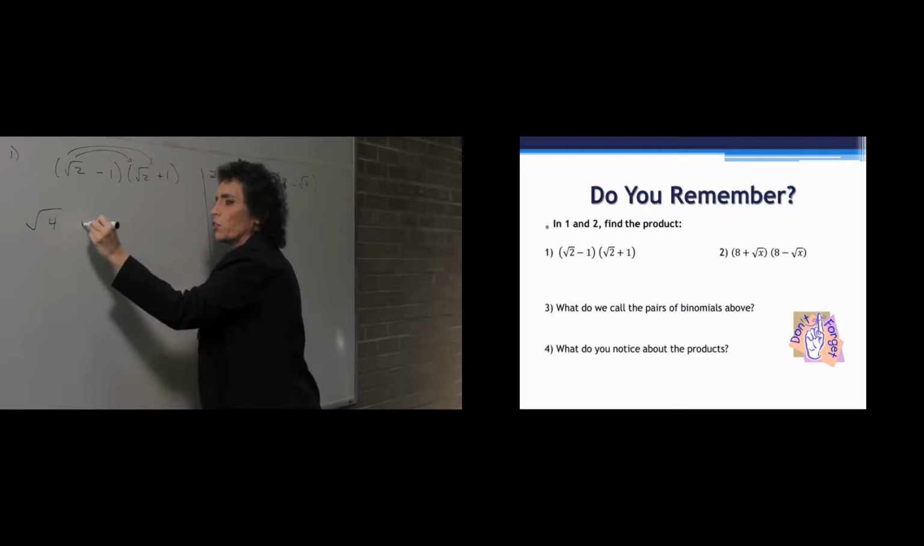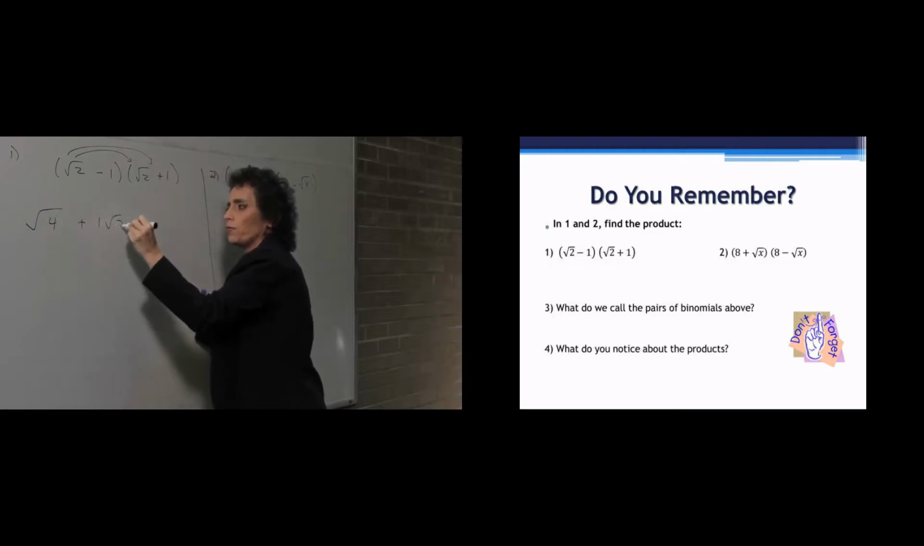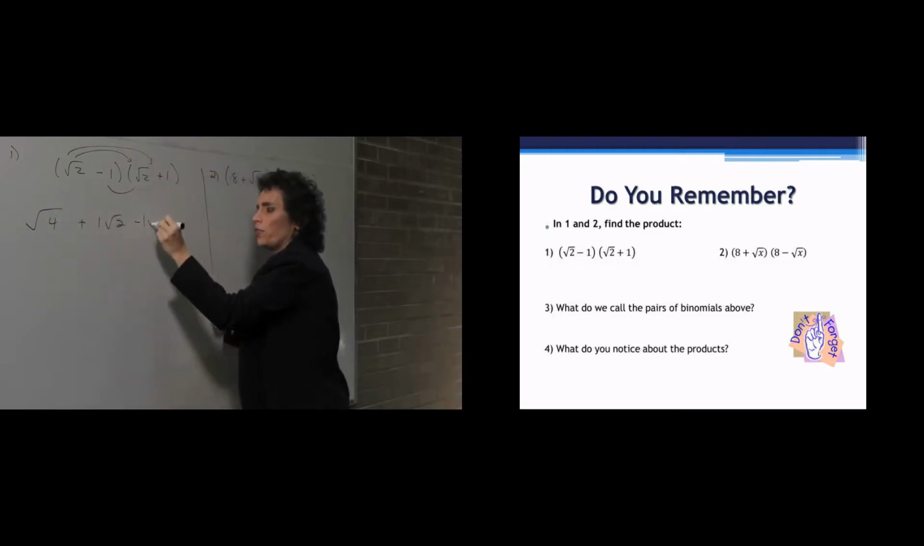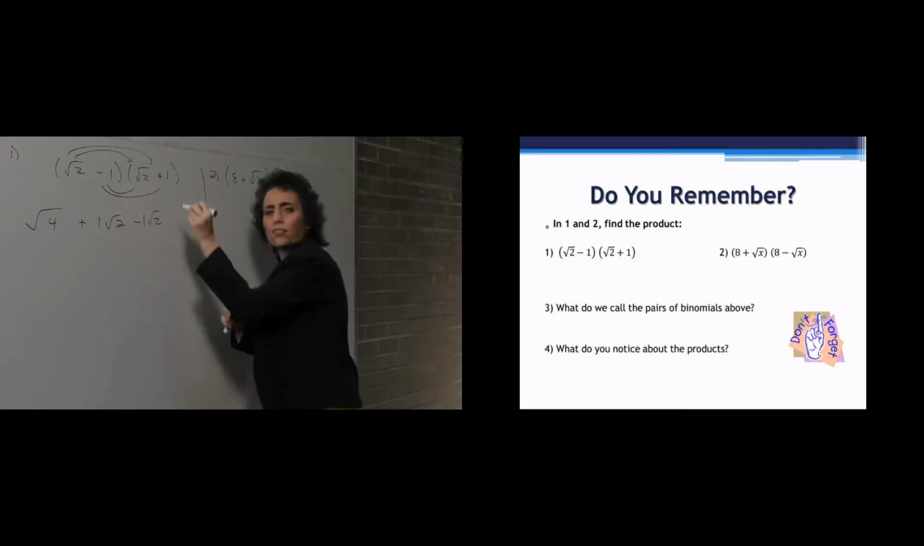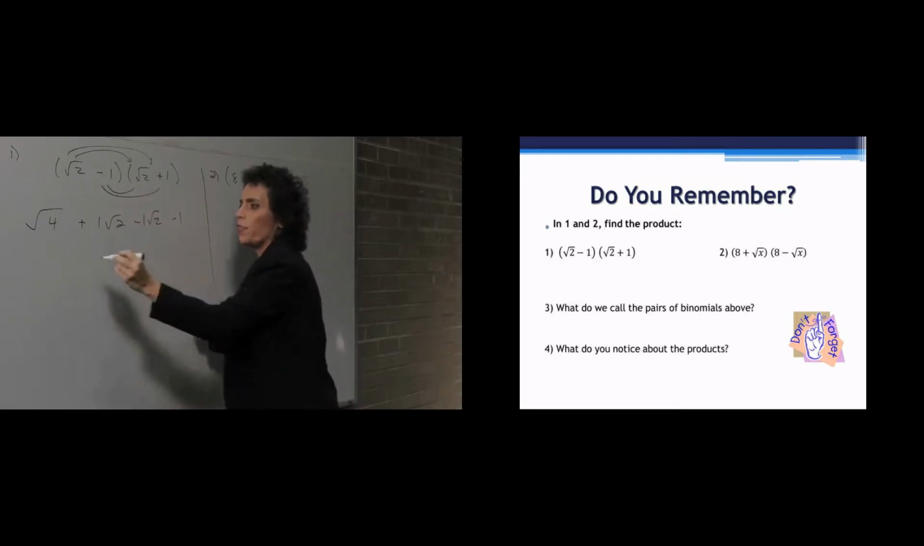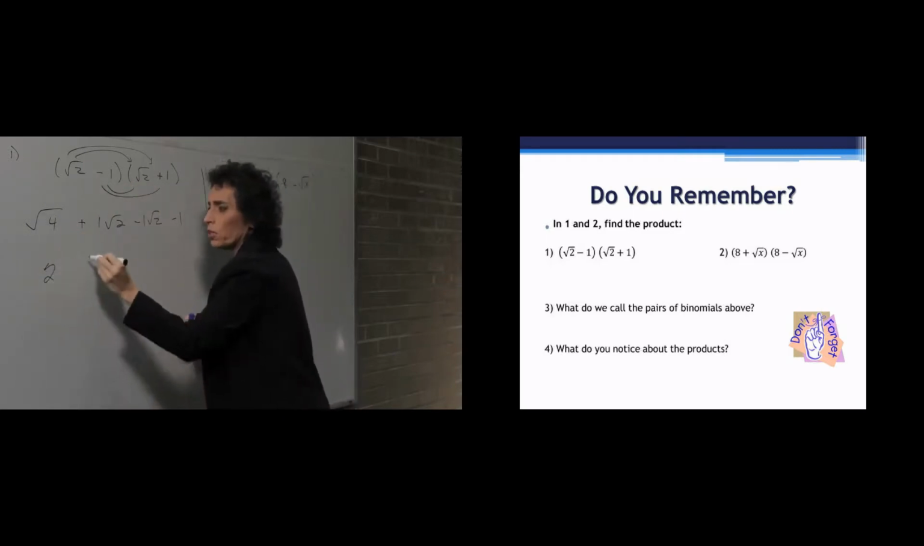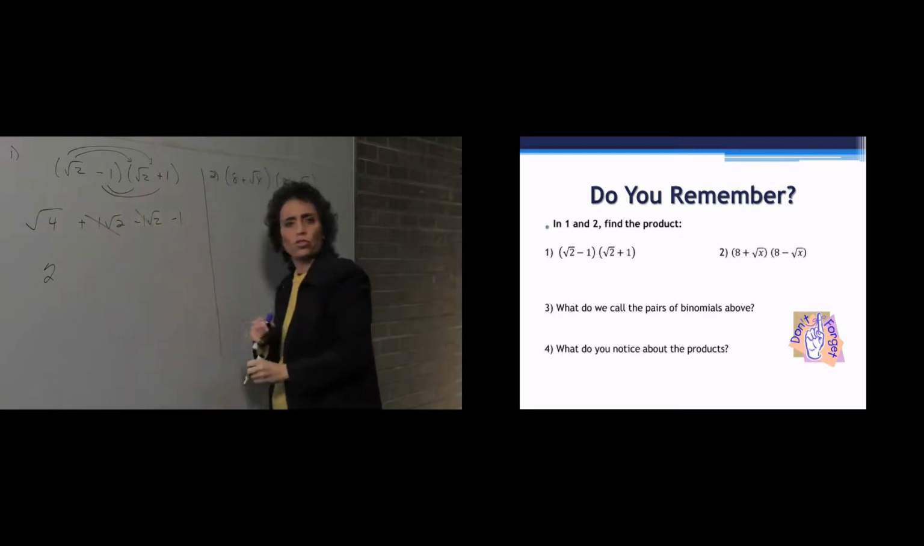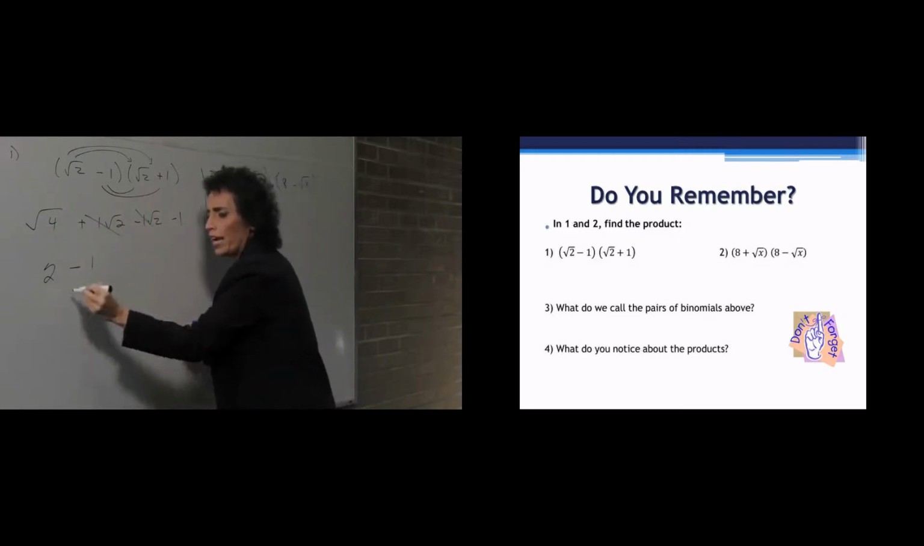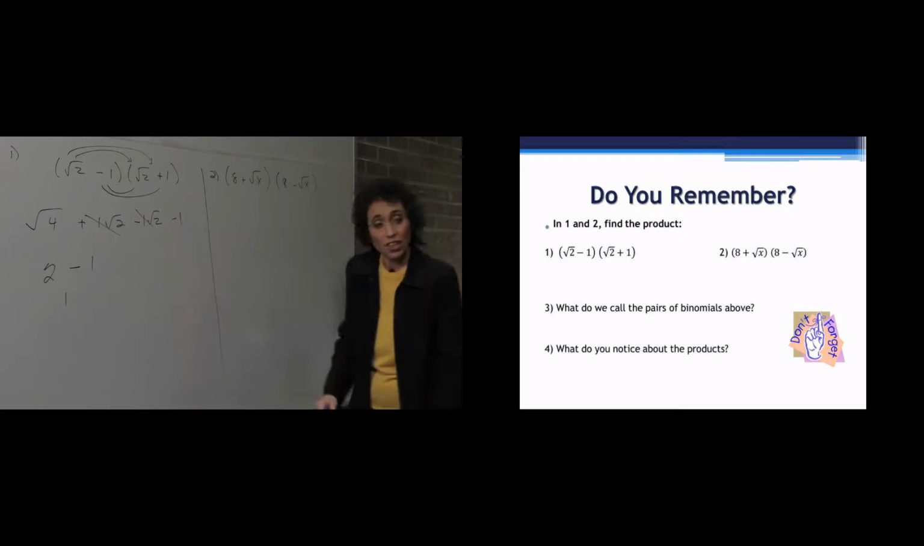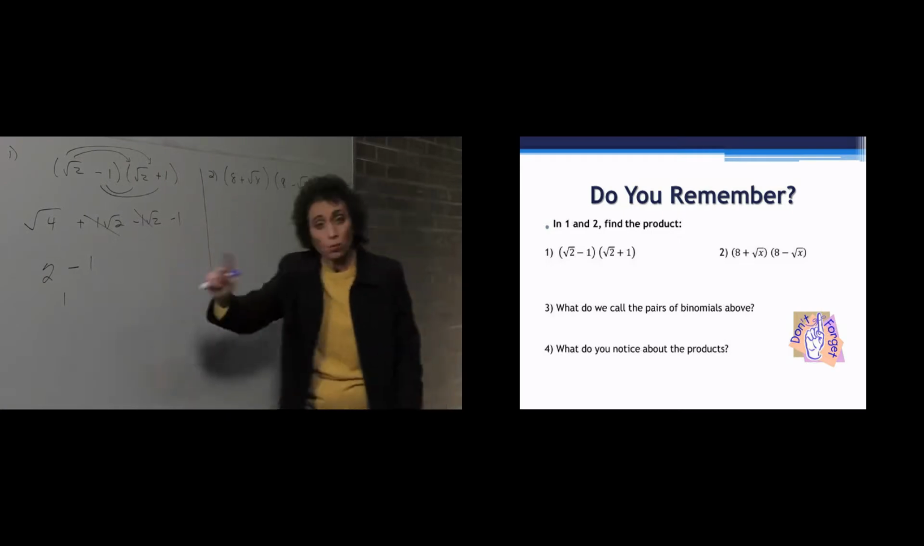Positive times a positive is a positive 1 the square root of 2. Negative 1 the square root of 2. And negative times a positive is a negative 1. This is 2. This reduces to 0. Minus 1, and we get 1. 1's our answer for that. That came out to be 1.